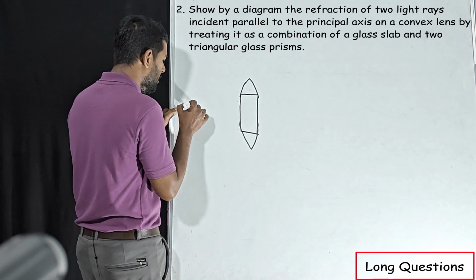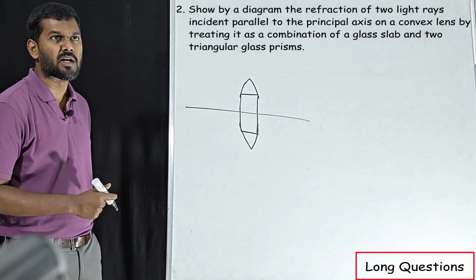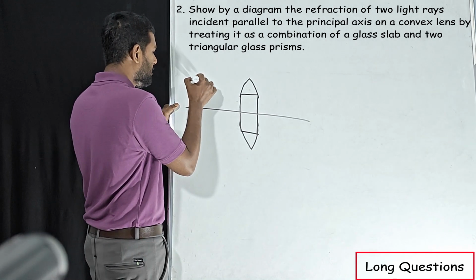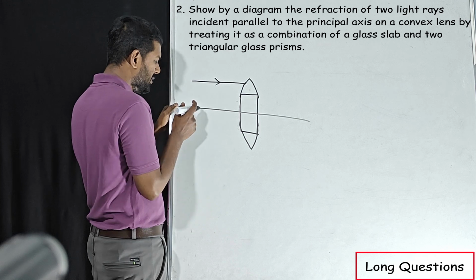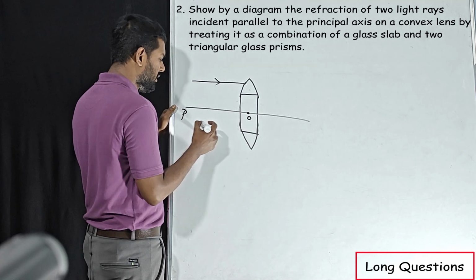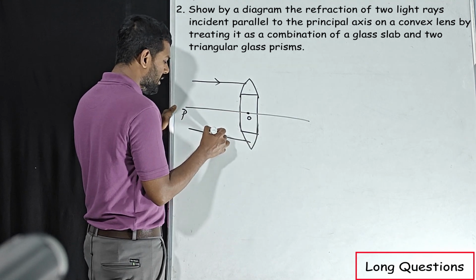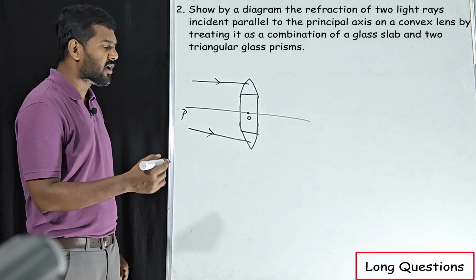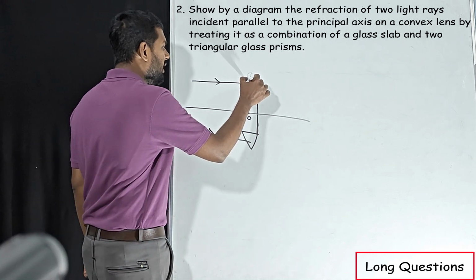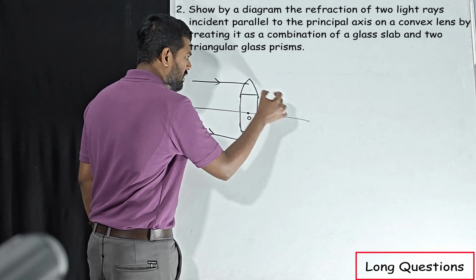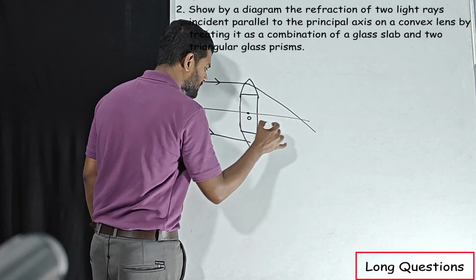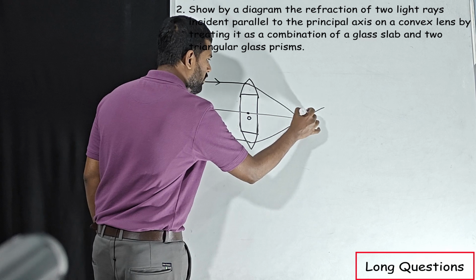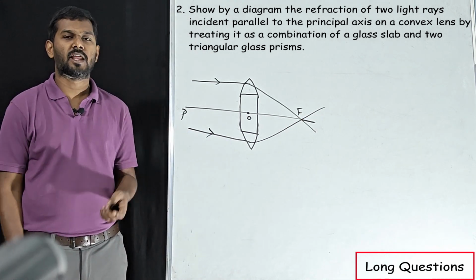Now we have to send in two incident rays, which have to be parallel to the principal axis, as they have given. This is the principal axis, and this is the optic center. Both should be parallel to the principal axis. In a convex lens, what happens after refraction? It will converge. Converge means it moves towards the principal axis, like this. This is where we are going to get the focus. So this is the diagram they were looking for.